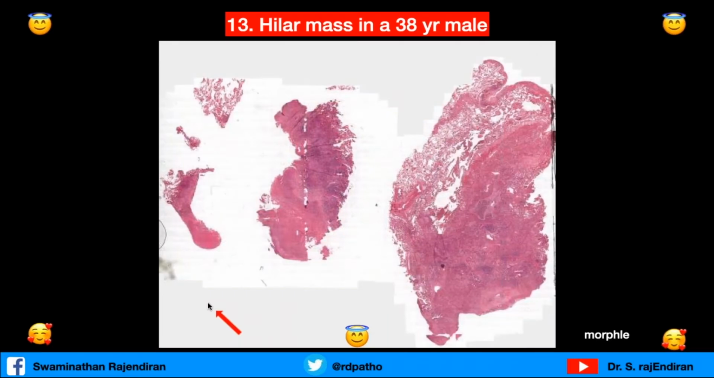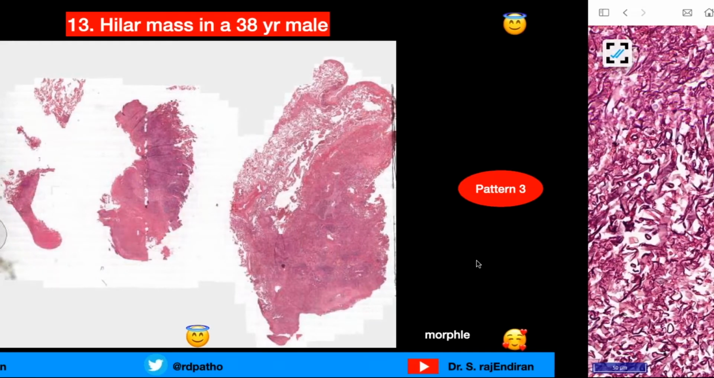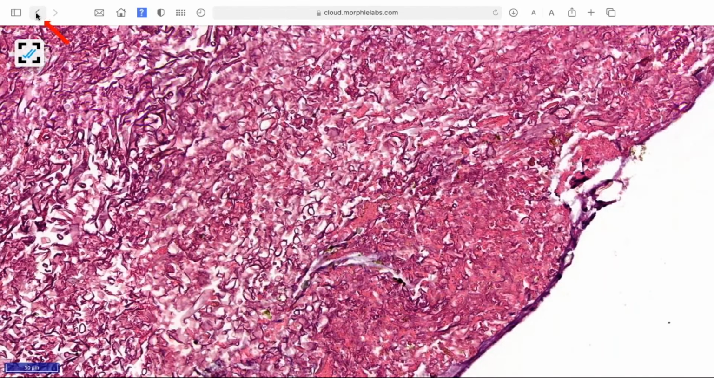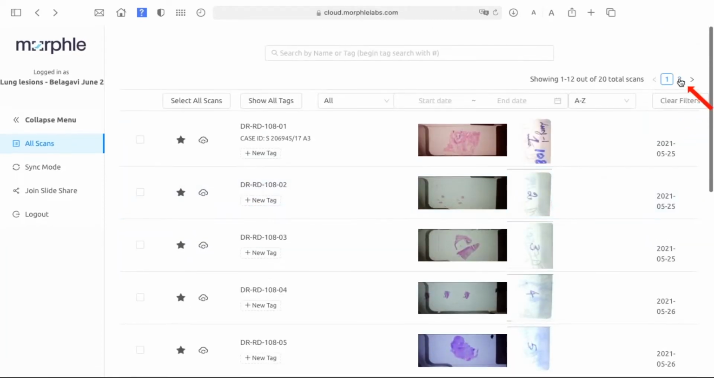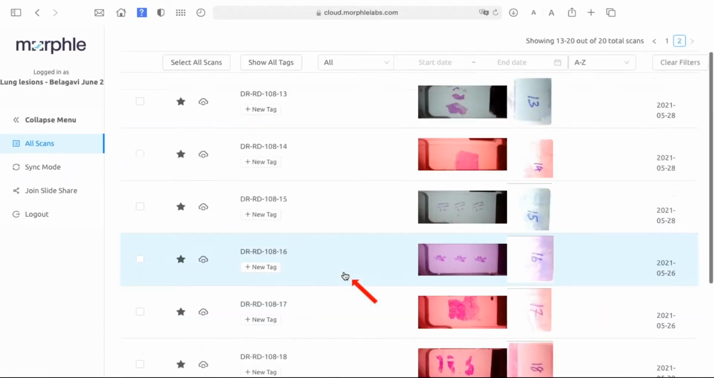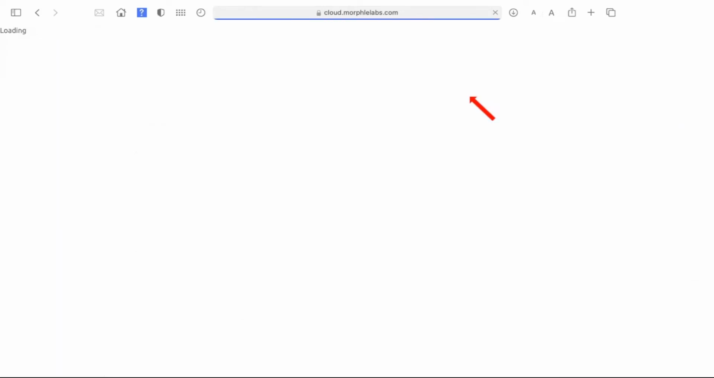Next case, case number 13, hilar mass in a 38-year-old male. Again, blue cells. Okay, so pattern 3. We'll go back. Slide 13. Aswini, slide check. Yes, sir.